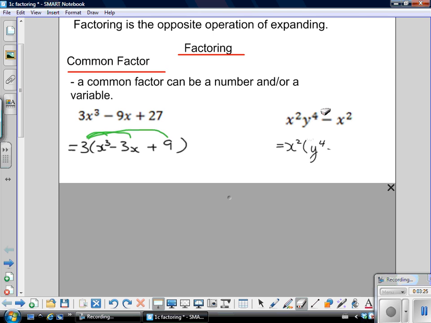Now, I still have another term here because when I divide x squared by x squared, it doesn't equal 0, it equals the number 1. So if I had two terms, when I factor I'm still going to have two terms when I take out a common factor. So that's the first checklist that I would look at.